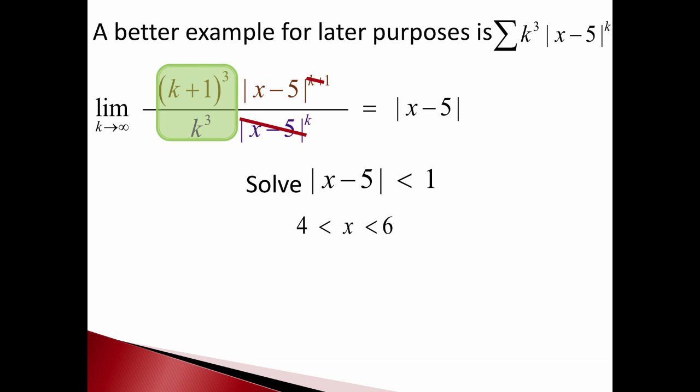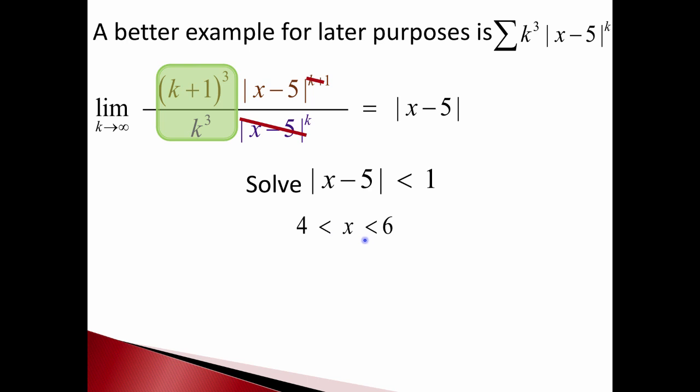If x is something like 7, well, let's just check. 7 minus 5 would be 2. Oh, that's bigger than 1, so it's going to diverge. So if I take a number bigger than 6 or a number less than 4, let's try 3. 3 minus 5 would be negative 2, the absolute value of that would be positive 2. That's bigger than 1, so the ratio test tells us it'll diverge if we're smaller than 4. So only in this little range between 4 and 6 do we converge.